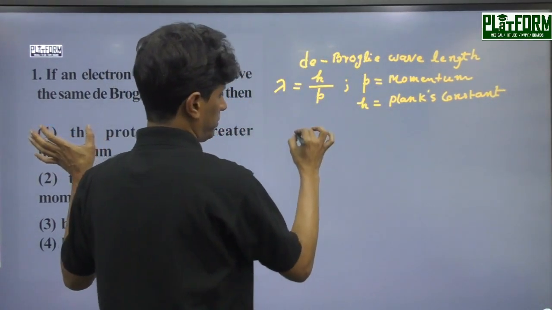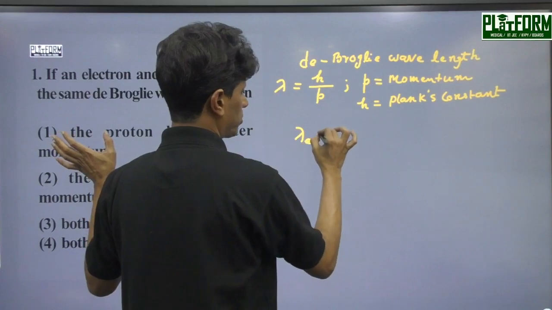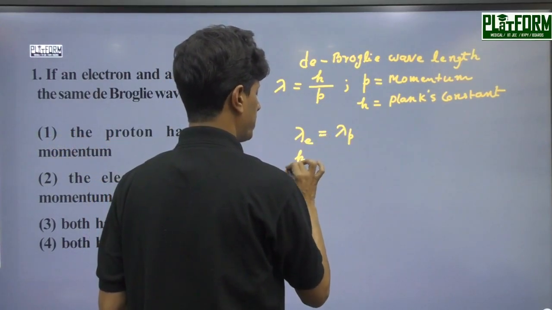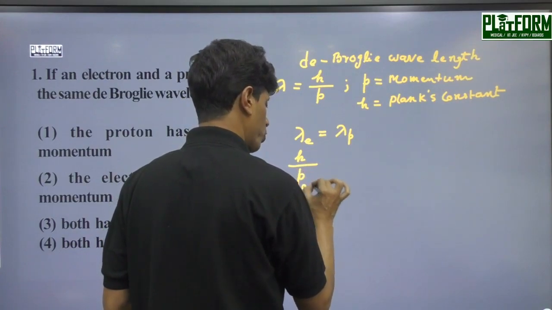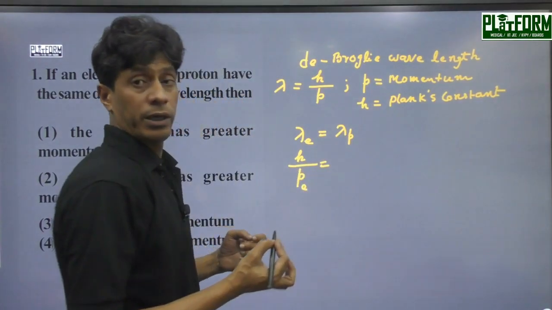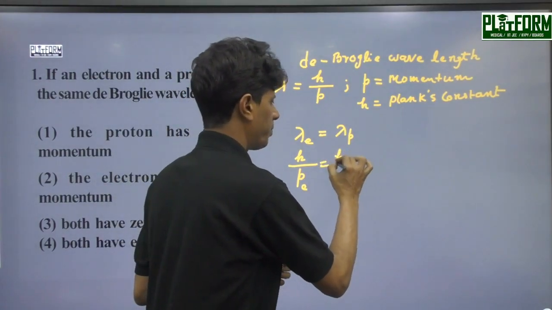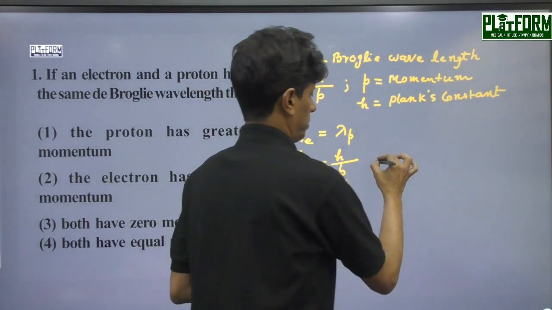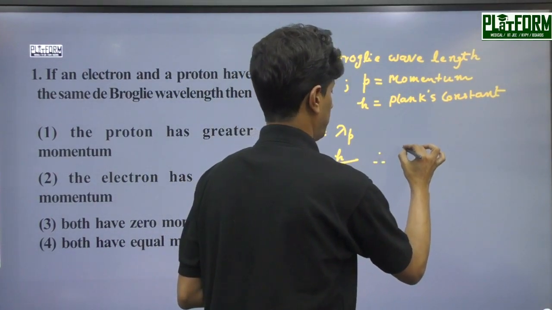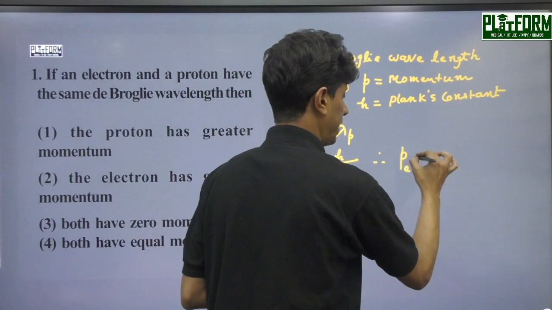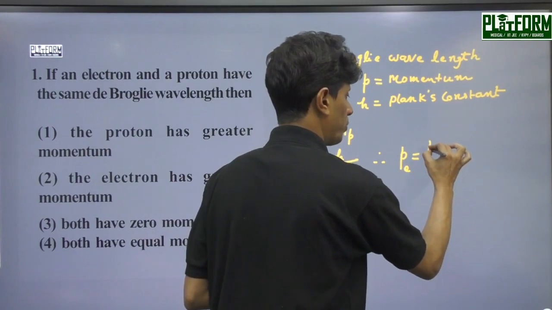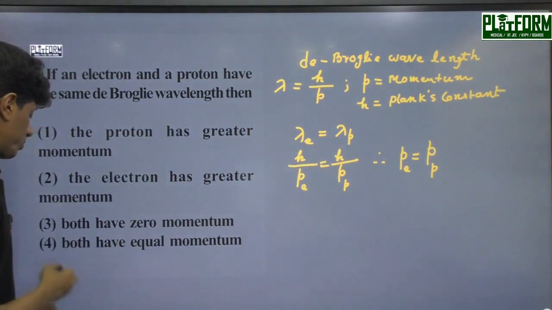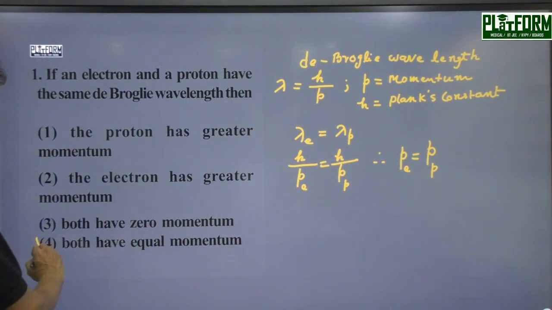Since in this problem the wavelength of electron is equal to the wavelength of proton, we can write h by momentum of electron equals h by momentum of proton. Therefore, momentum of electron is equal to momentum of proton. Very simple, straightforward question. So the right option here: both have the equal momentum.